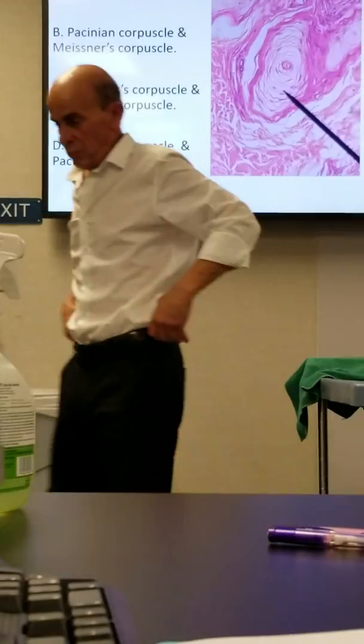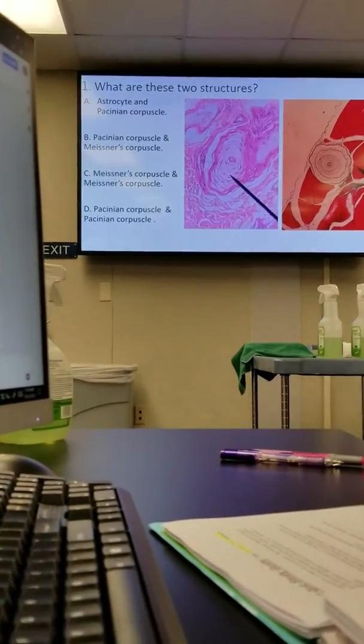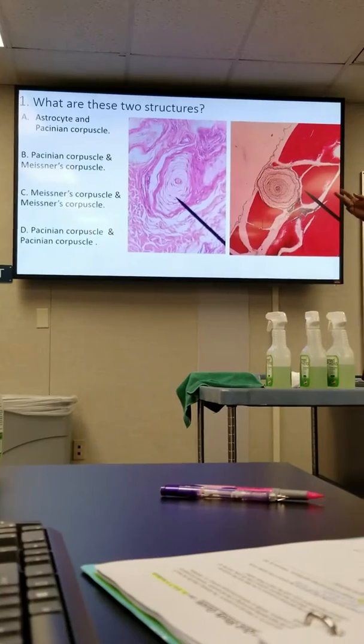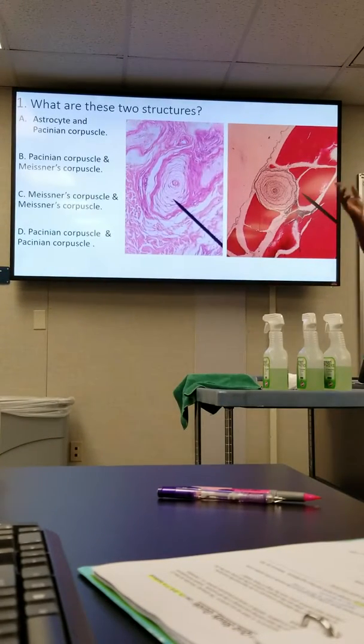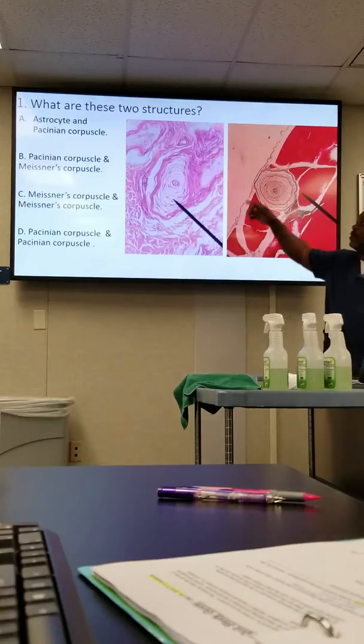I mean a Pacinian corpuscle and a Meissner corpuscle. Both of those up there, we're not going to go through, I'm just going to tell you, both of those up there are Pacinian. They're not a Meissner. Both of those are Pacinian. Pacinian corpuscles look like targets. Look like you're throwing a dart into a target.